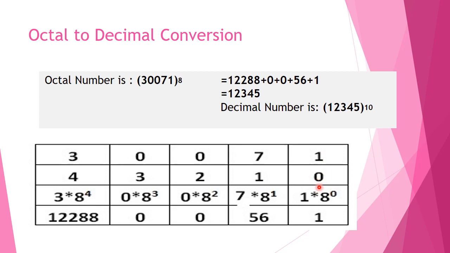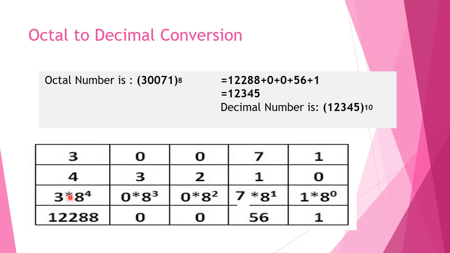So 1 lies in which position? 0 position. 7 lies in position 1, and 0 lies in position 2, and then 3 and 4, and so on. You will start from the right side from 0, and if there are more digits you can continue after this 4 also, 5, 6, 7 and so on. Then in the next step you will multiply these digits with 8.